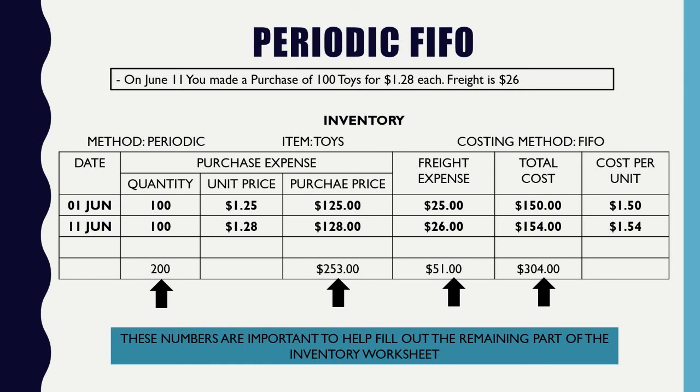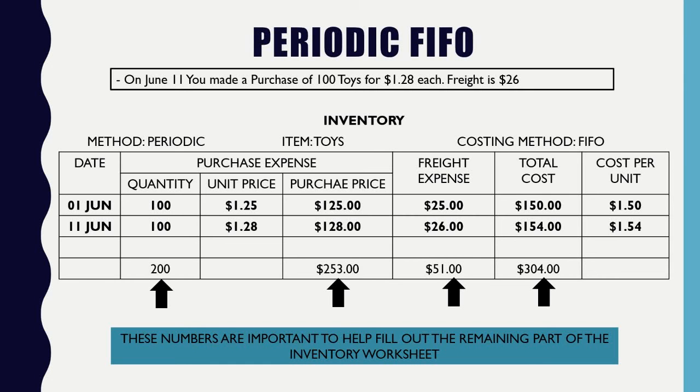Now in this scenario, we're going to be totaling up how much our purchases were. And in this case, I've totaled up that I should have 200 items available for a total of $253 plus $51 of freight, which should give me a grand total of $304. Now, because we are looking at FIFO, first in, first out, it is very, very crucial that when you calculate each batch that you purchase, you keep it separate.